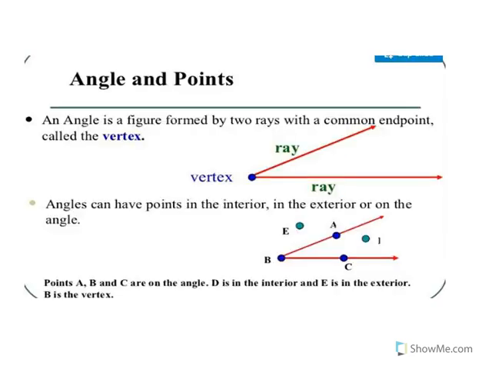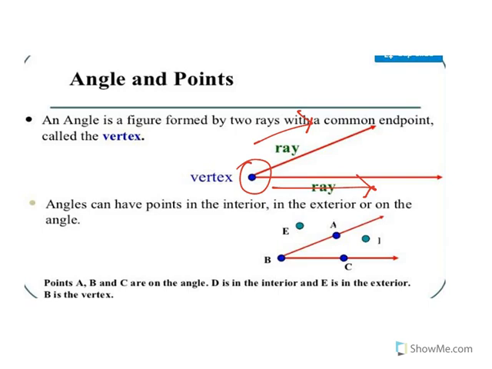Okay, and now we're going to angles. An angle is a figure formed by 2 rays with a common endpoint, and the common endpoint is called the vertex. So this is ray number 1 and ray number 2, and this is the vertex.